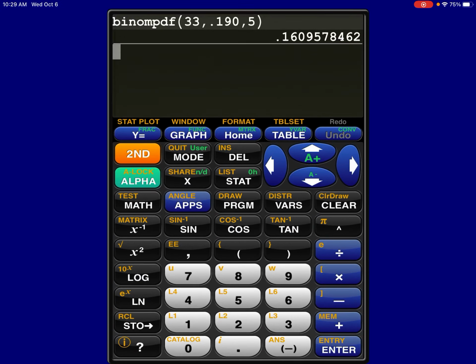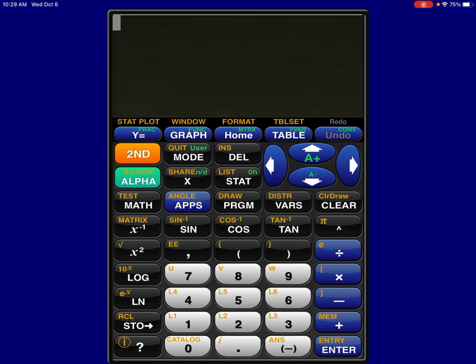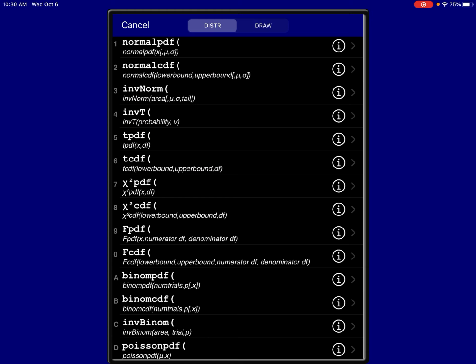So I'm going to do this exactly the way I wrote it out on my calculator. Let me clear all this. I'm going to hit the second button and then the button that says vars, and scroll down until I find binomial PDF. If you look towards the bottom of my screen, it's part A. Part B looks real similar, but I don't want to use part B. I want to use part A.